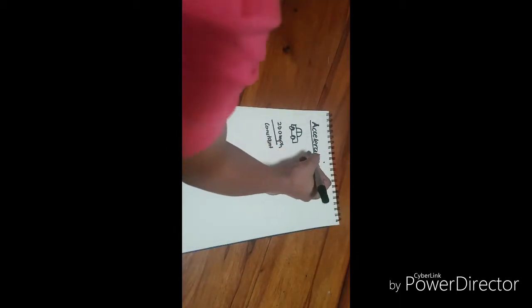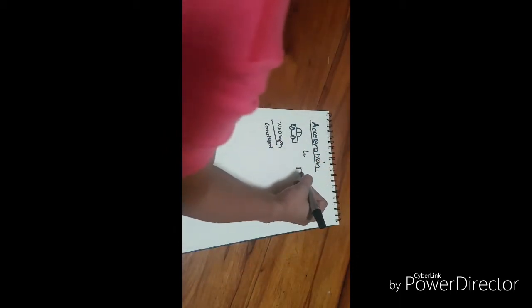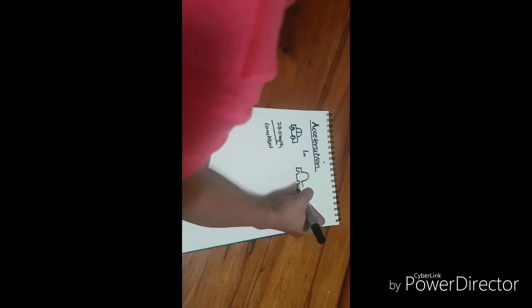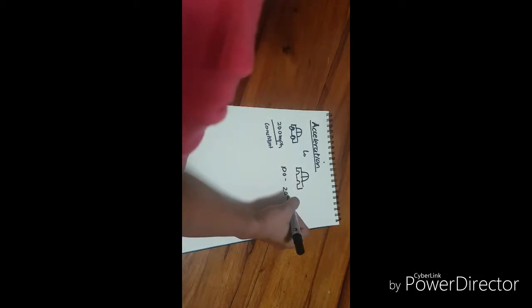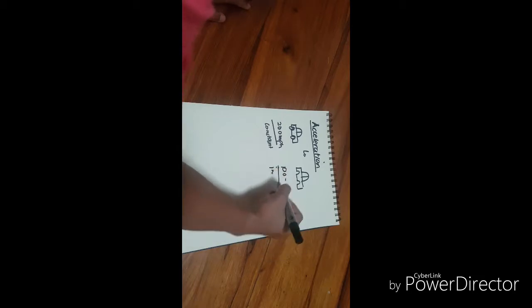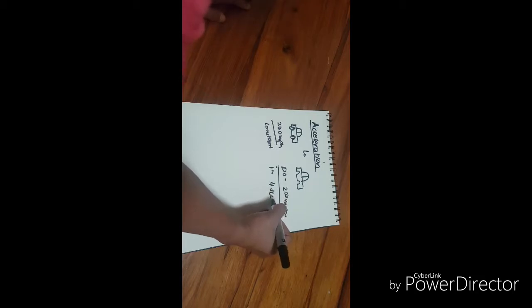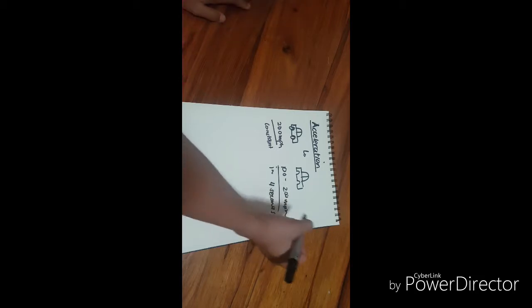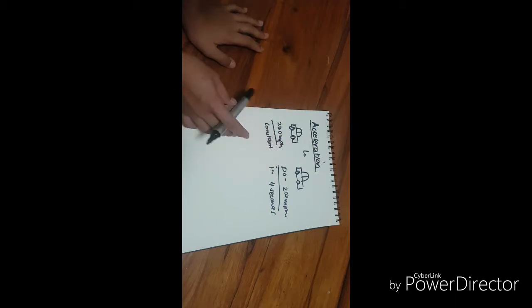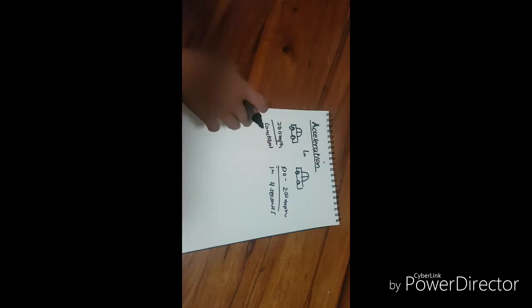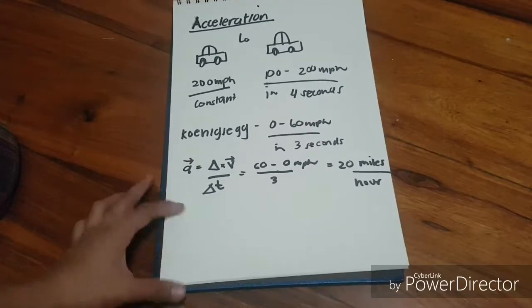While acceleration means, for example, the car goes from 100 to 200 miles per hour in, let's say, 4 seconds. So there you have it. That is what you call acceleration. Acceleration is the increasing of the speed of a specific object. So this is how you get the acceleration.